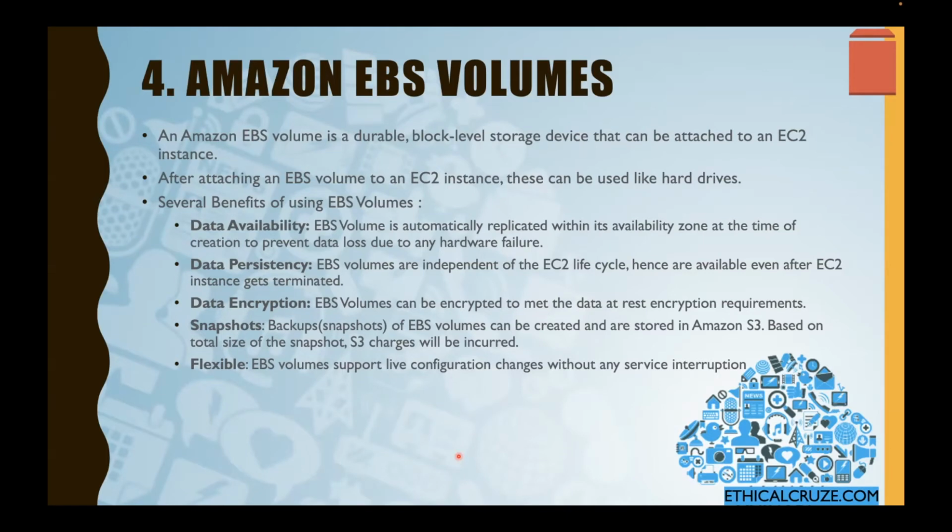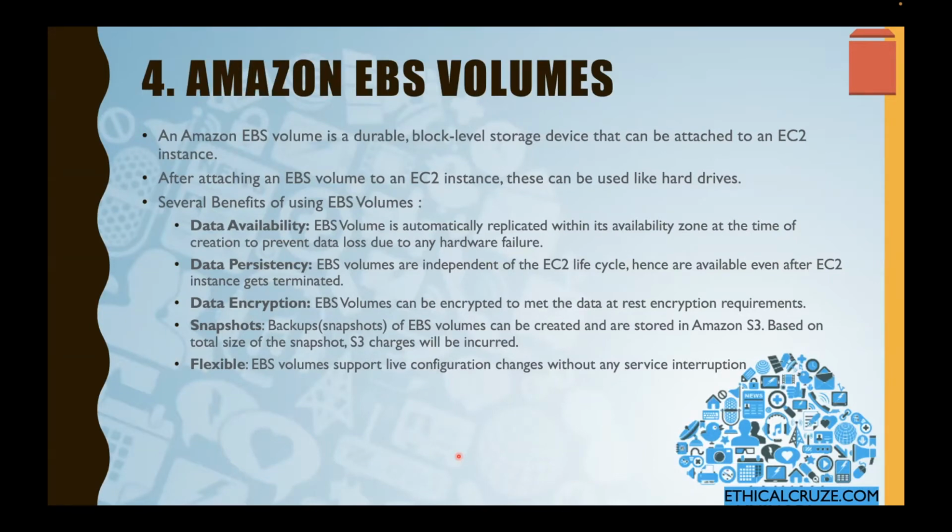First of all, that is data availability. Since the EBS volume is present inside one availability zone, it comes under the purview of AWS to maintain the data in it. So EBS volume will be automatically replicated within the availability zone at the time of creation, so that data will not be lost due to any hardware failure. Okay, that was the first benefit, data availability.